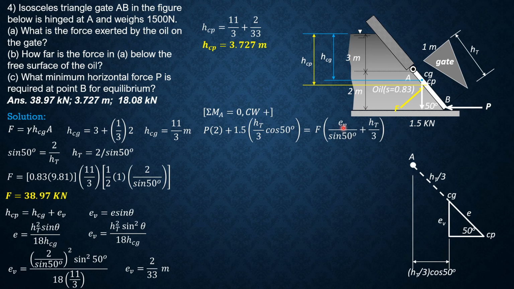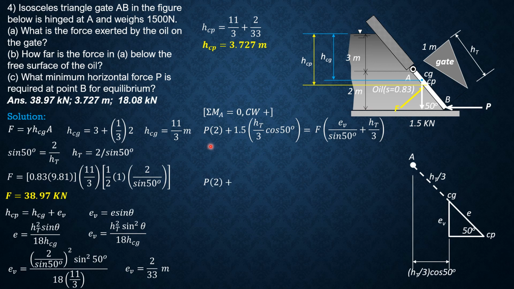Where E is equal to, where is E? E is equal to E sub V divided by sine of 50, of course. So this expression is E because E is E sub V over sine 50 degrees. Remember, sine of 50 degrees is E sub V over E. Therefore, E is E sub V over sine 50.